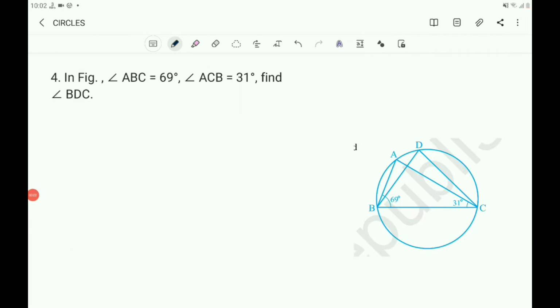Now the fourth question. What is that fourth question? In the figure, angle ABC equals 69 degree and angle ACB equals 31 degree. Find angle BDC. We have to find out the angle BDC.